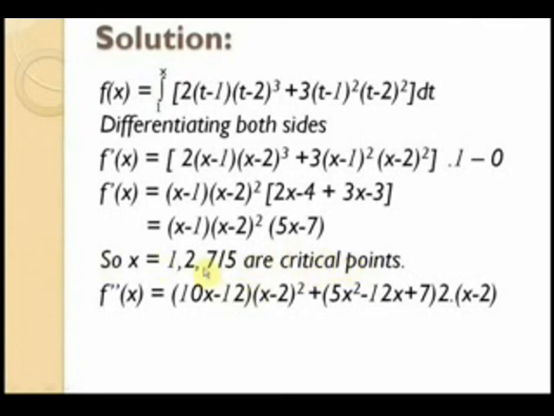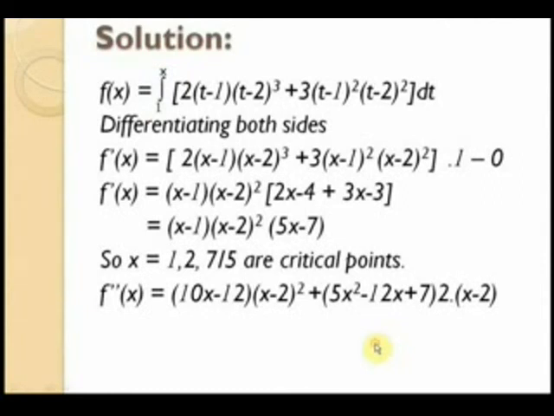Now how to decide which point represents a point of maxima or which point represents a point of minima? For that we have to again differentiate f dash x. So f double dash x would be equal to 10 times x minus 12 into x minus 2 whole square plus 5 times x square minus 12x plus 7 into 2 into x minus 2. So this is the expression for f double dash x. Now if f double dash x is less than 0, then it represents a point of maxima, and if f double dash x is greater than 0, then it represents a point of minima.